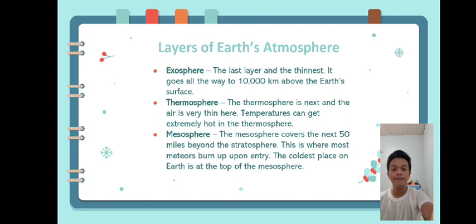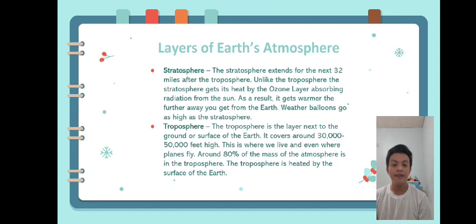So, next layer is the stratosphere. The stratosphere extends for the next 32 miles after the troposphere. Unlike the troposphere, the stratosphere gets its heat by the ozone layer. So, alam naman natin kung ano yung ozone layer, di ba? Ito yung layer na wherein pinaprotekta niya tayo from the sunlight or the ultraviolet radiation.